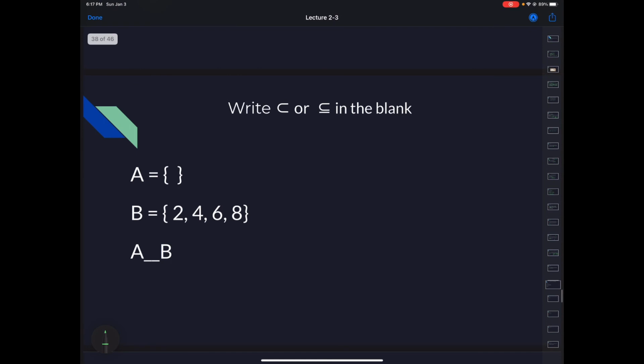And now this one is just to see if you're paying attention. So take a minute and see if you can get this one. A is equal to the empty set. B is equal to {2, 4, 6, 8}. A is a subset of B. The empty set is a subset of all sets.